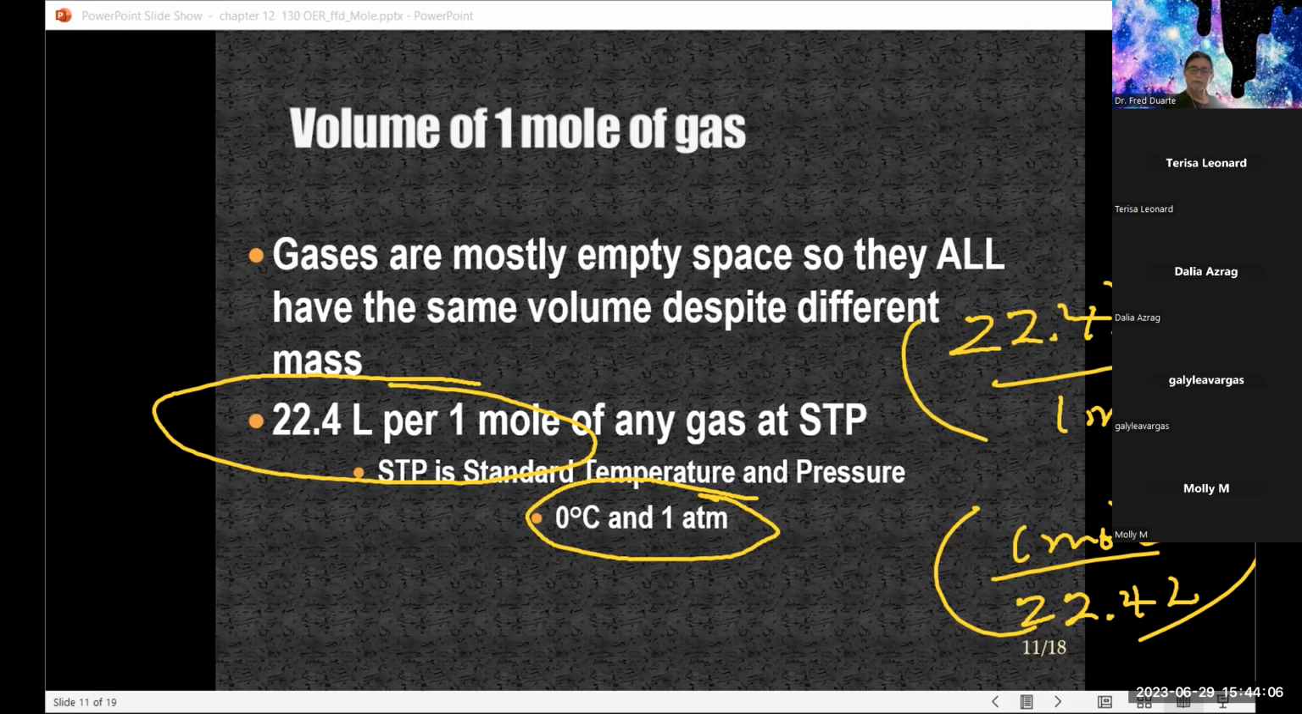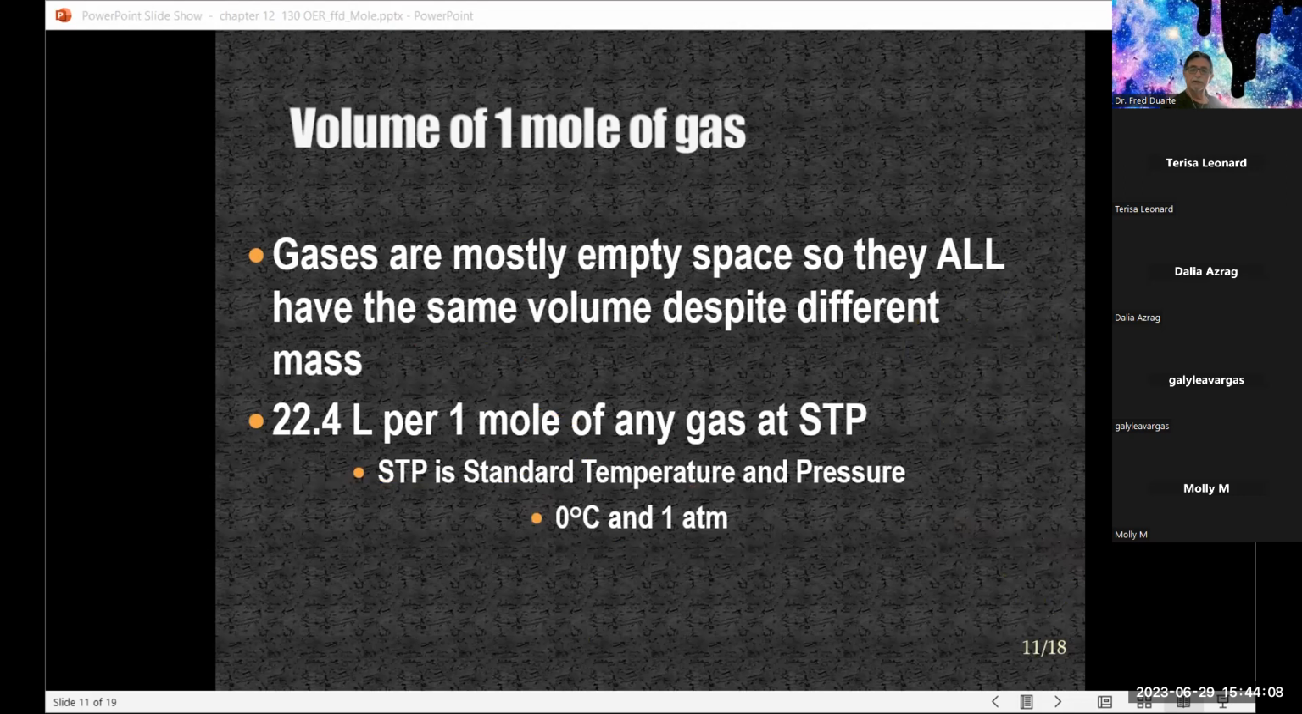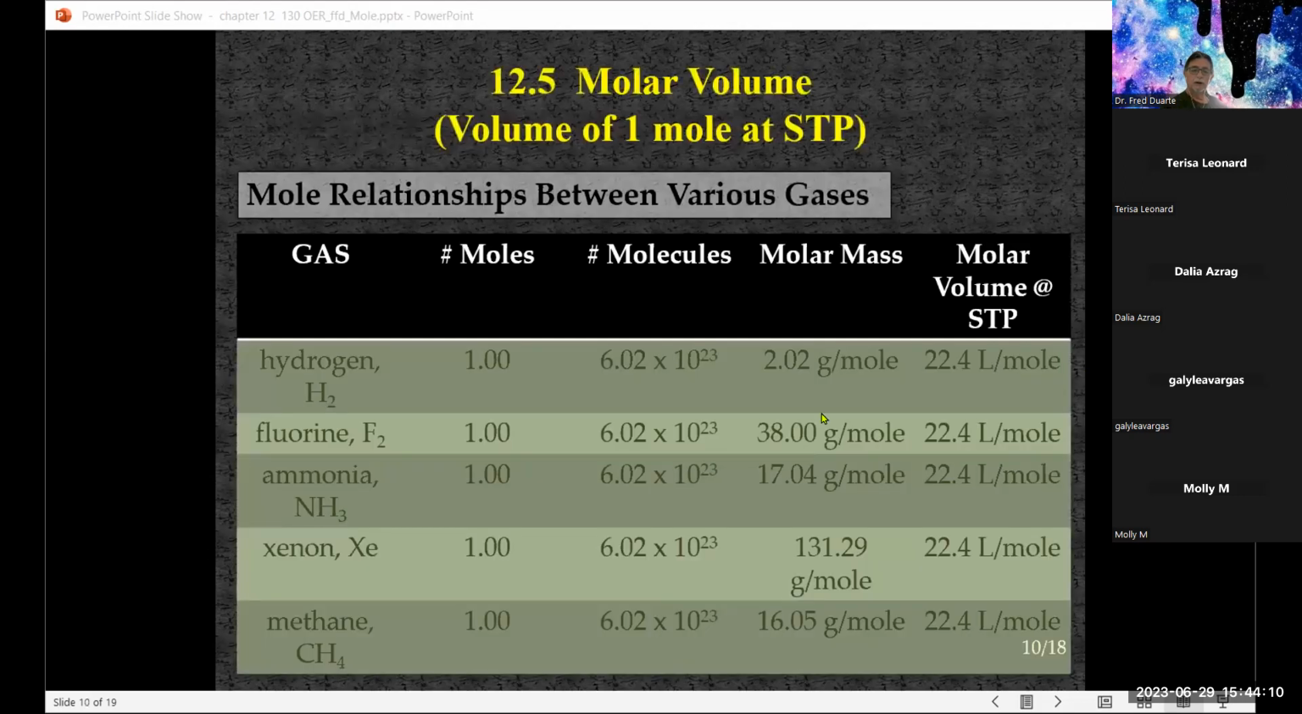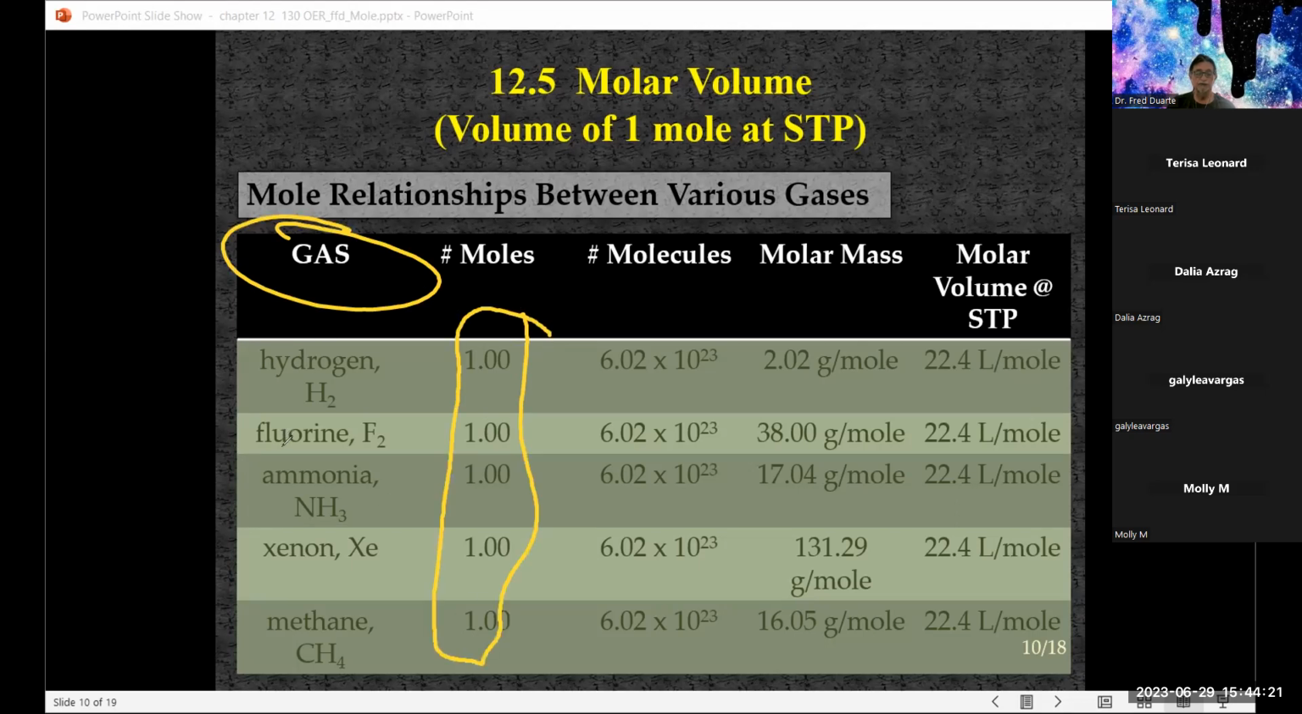All right, let's go back to the previous slide. All right, so note here what's happening. We have all these gases here. We have 1 mole of each of these gases: hydrogen, fluorine, ammonia, etc. All of them have 6.02 times 10 to the 23, just like when you have a dozen, every one of these is 12. But we're talking about a mole, so we're talking about a big, big number.